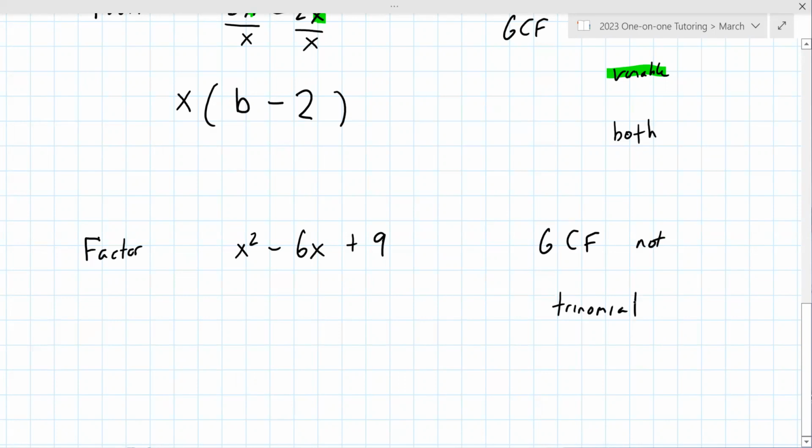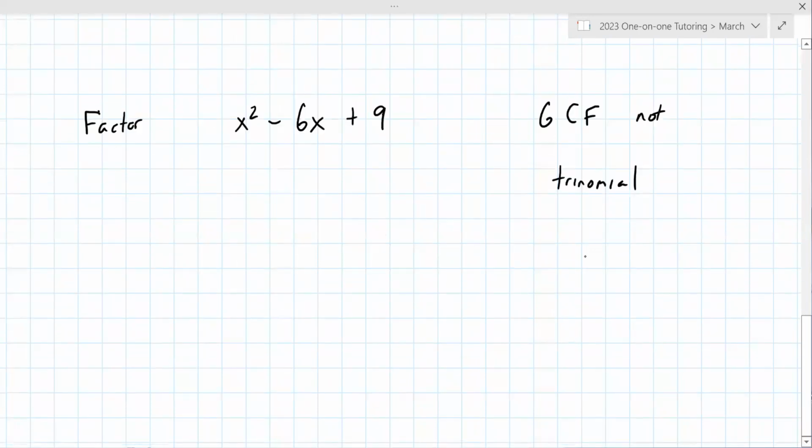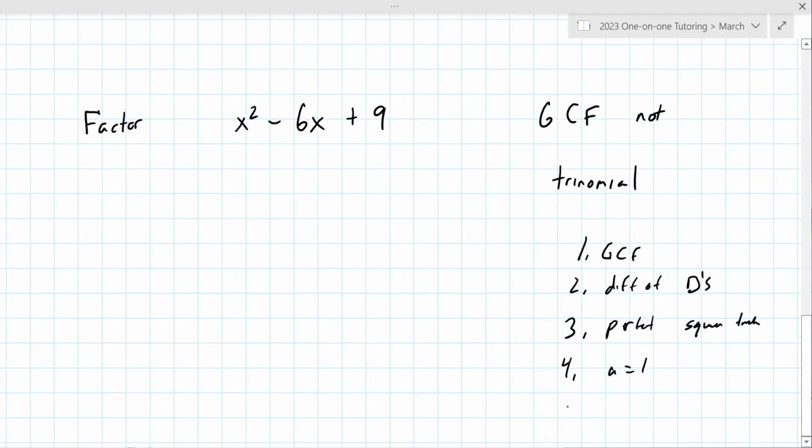Does that sound familiar to you? Mhm. Okay, so there's actually like 5 different types of factoring that you're going to see. One is a GCF. The second is difference of squares. These are my order, not necessarily the order you're going to see. The next one is called a perfect square trinomial. That's actually what this one is. And then there's a equals 1 and a not equal to 1, which is grouping. So this is a perfect square trinomial.